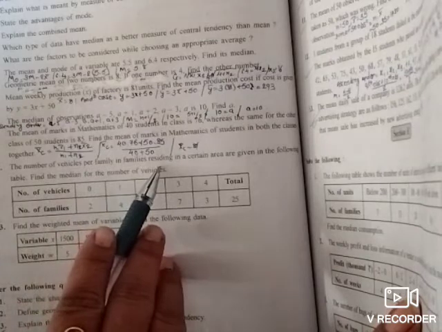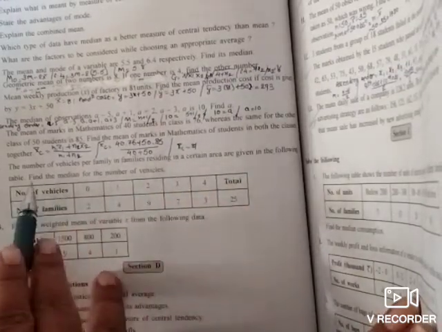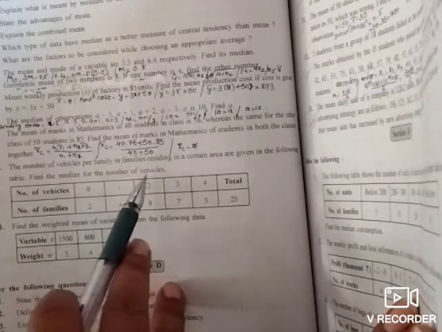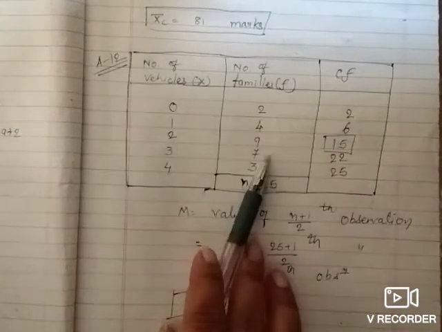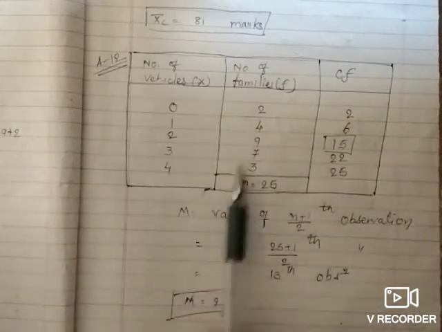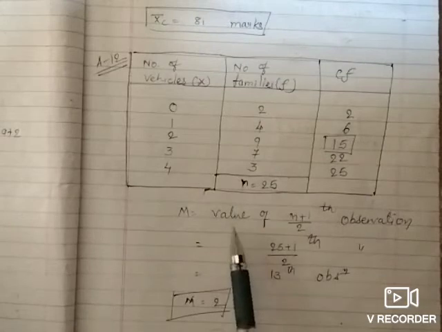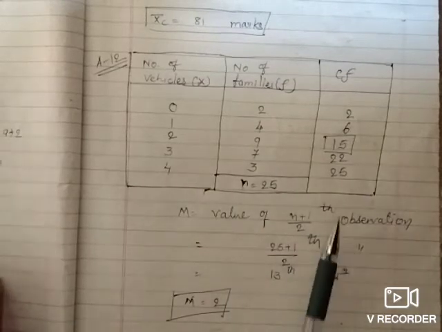Next, sum number 12. The number of vehicles per family in families residing in a certain area are given in the following table. Find the median for the number of vehicles. Number of vehicles and number of families are given, so first of all write down both of these. The formula for the median is the value of the (n plus 1) upon 2th observation.